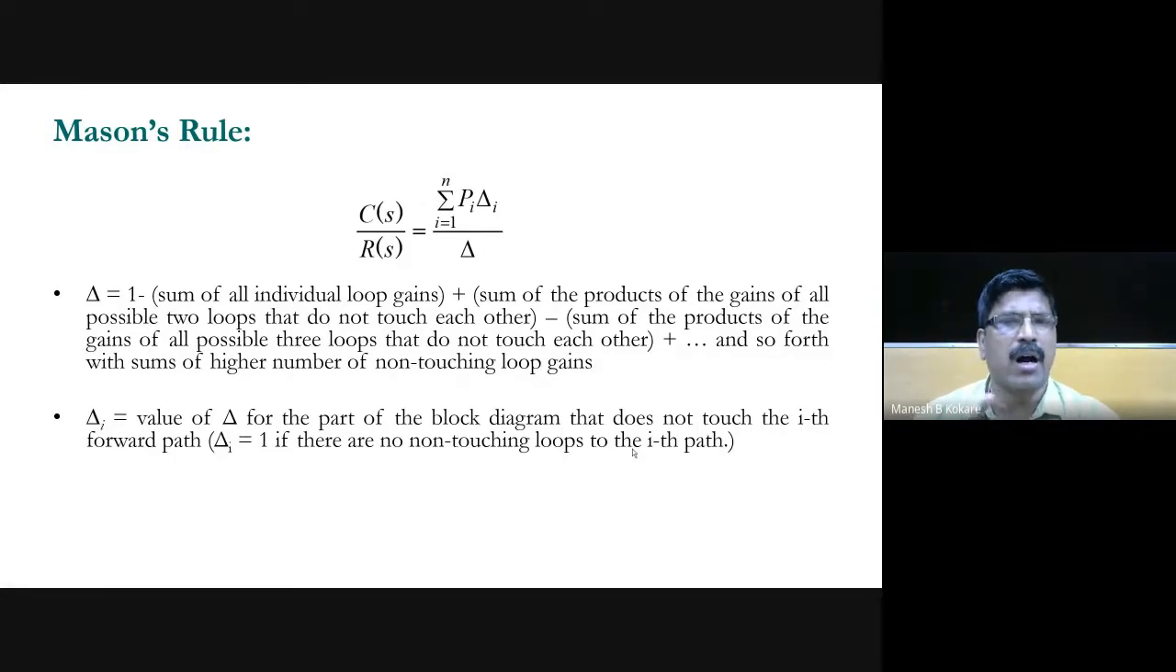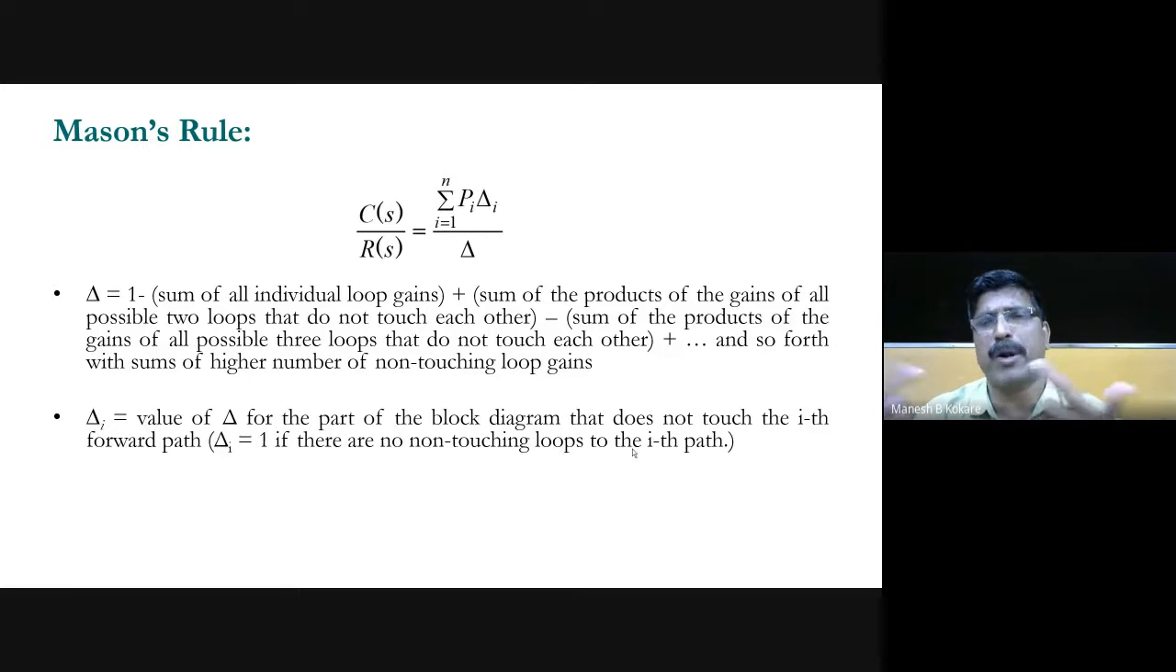In that way, the value of delta i will be calculated. Delta i is associated with Pi. So if you are calculating P1, you have to calculate delta 1. If you are calculating P2, then you have to calculate delta 2, and so on. So if n is equal to 3, then you have to calculate P1, P2, P3, and delta 1, delta 2, delta 3.